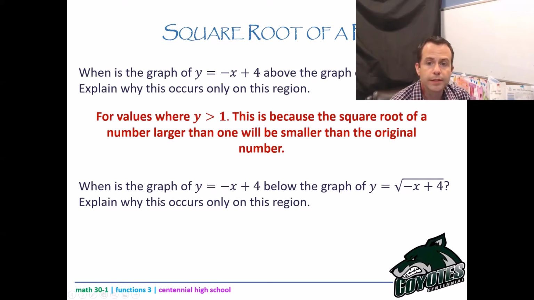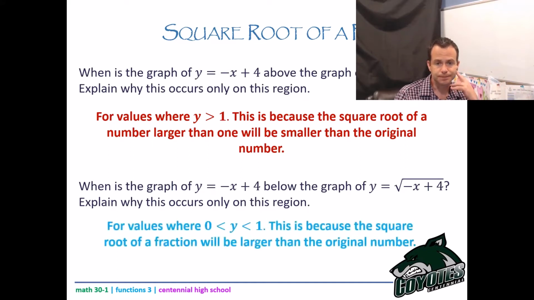Okay, when is the graph of y equals negative x plus 4, so the original graph, below the square root graph? Well, that's that moment between y is 0 and y is 1, okay? And our explanation there, again, is because I'm taking the square root of a fraction, and the square root of a fraction will be higher than the original number. So for values where 0 is less than y is less than 1, this is because the square root of a fraction will be larger. Now, notice I didn't say equal to there. I didn't say 0 is less than or equal to y, because at 0 and 1, they're on top of each other. They're invariant points, okay?